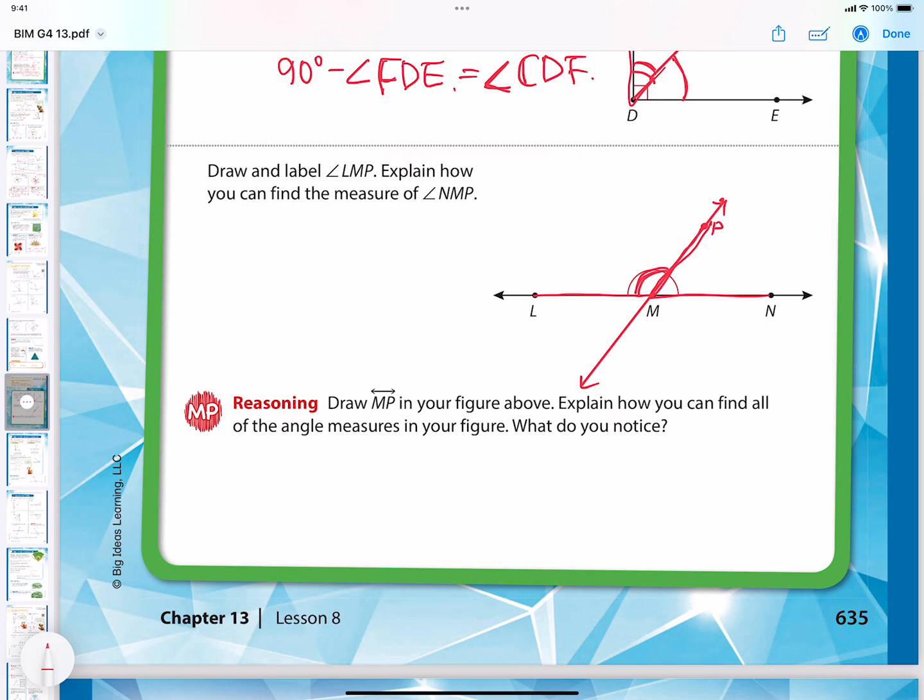So look at this. Since angle LMN is going to be a straight angle, which is 180 degrees, we can do 180 degrees take away angle LMP, which is going to be angle PMN. Right? Okay, that's it. You can subtract.